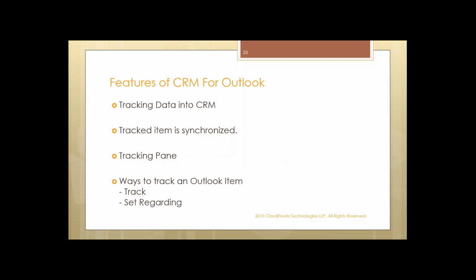Next is that the tracked item is synchronized. Once it is synchronized, the same copy is maintained in Outlook and in CRM. Whenever you make changes on either side, it gets reflected whenever the synchronization happens. The synchronization method I chose here is server-side sync. Typically it takes around 15 minutes for the sync to happen, and the latest data is seen at either end. Then the tracking pane we saw, I'll just take you to it again.